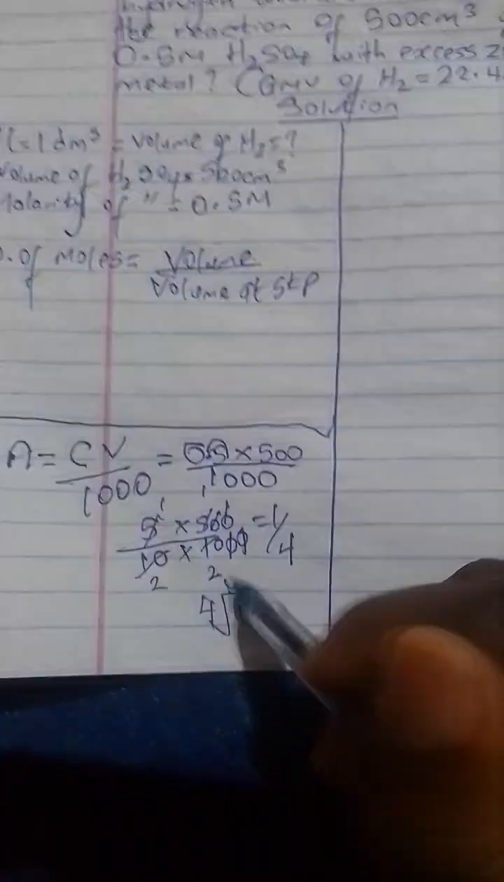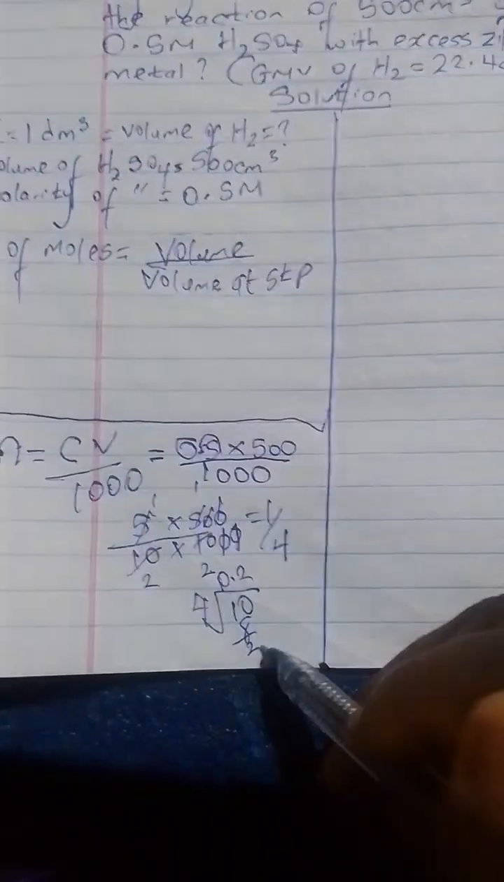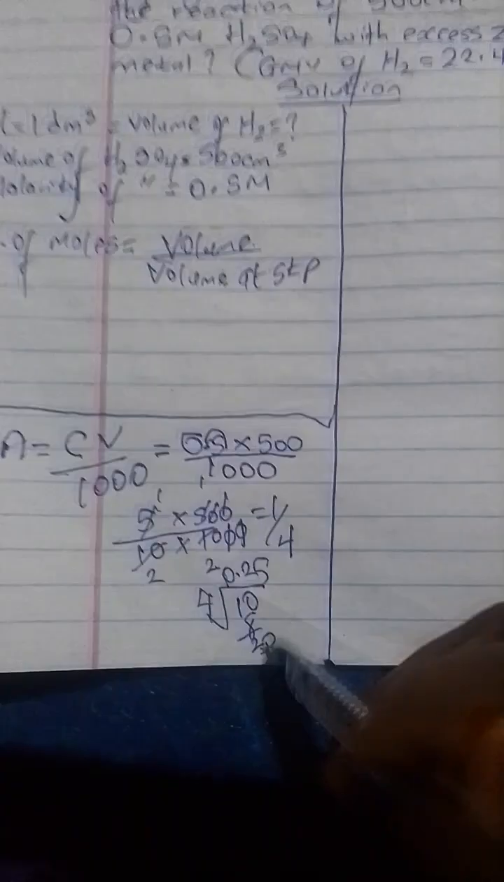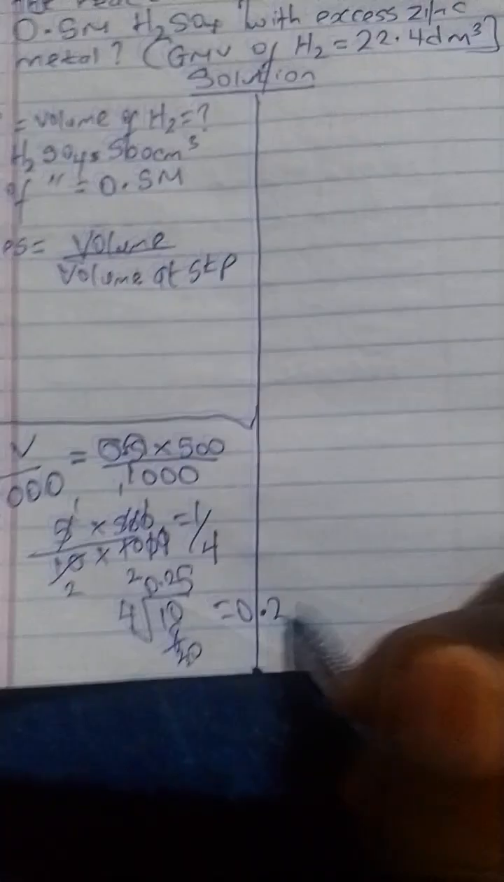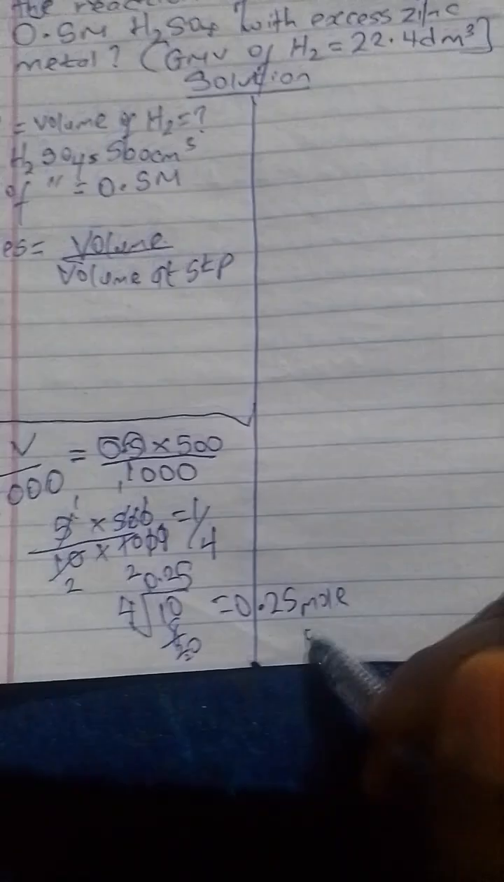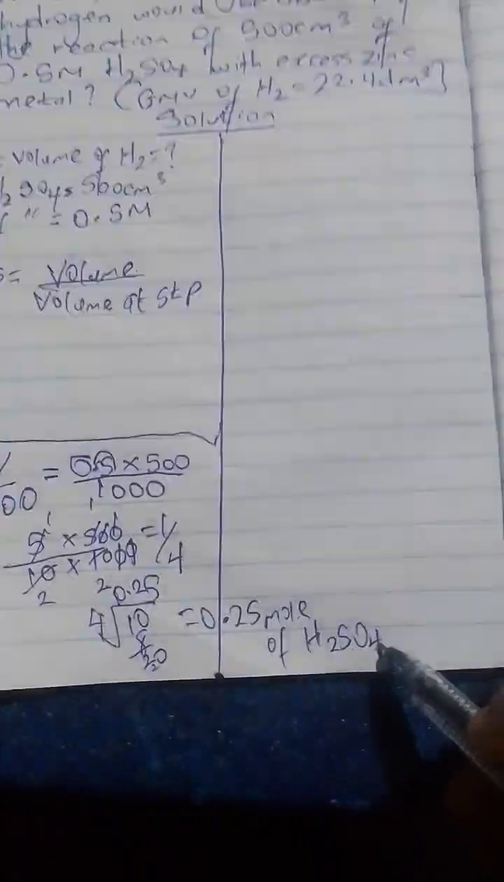Long division: 4 into 10, 2 times 4 is 8. 4 into 20, 5 times 4 is 20. So this is 0.25 mole. Remember, it's of H2SO4. This is not the mole of hydrogen; this is the mole of tetraoxosulfate 6.